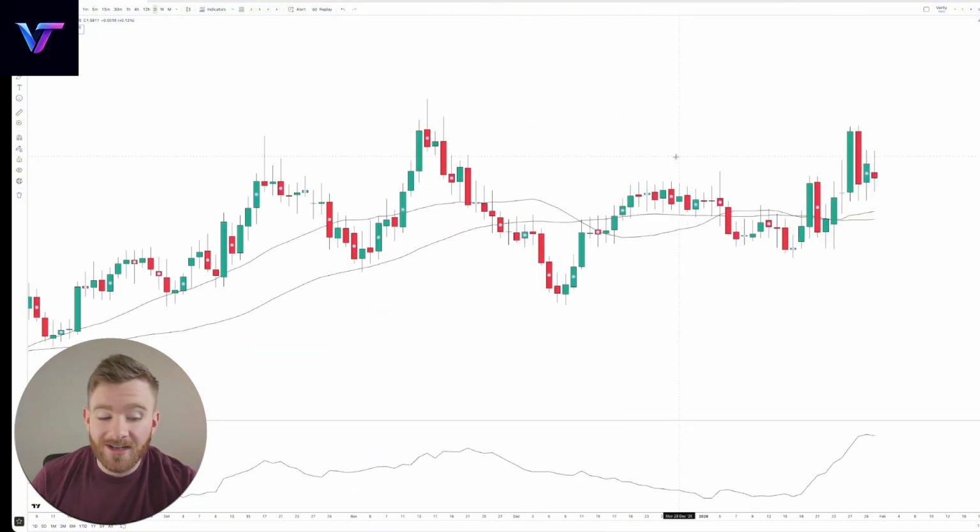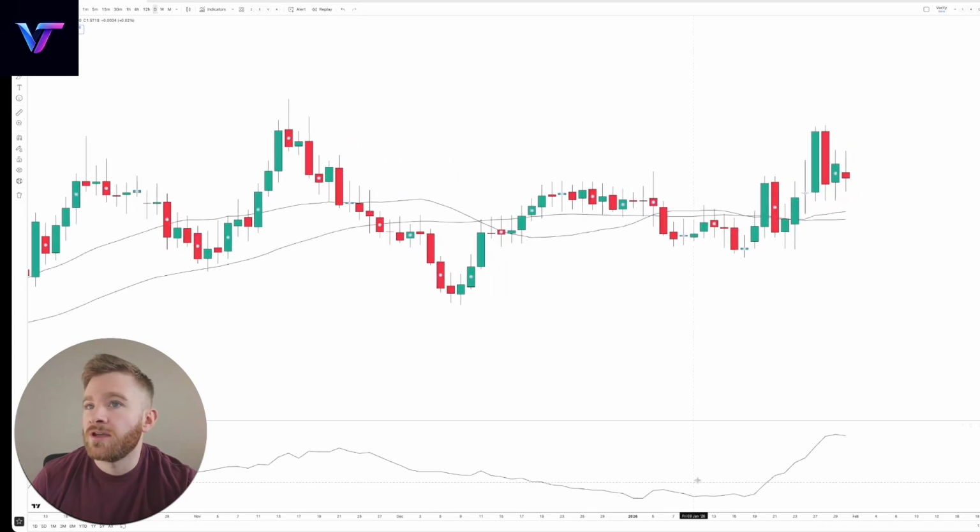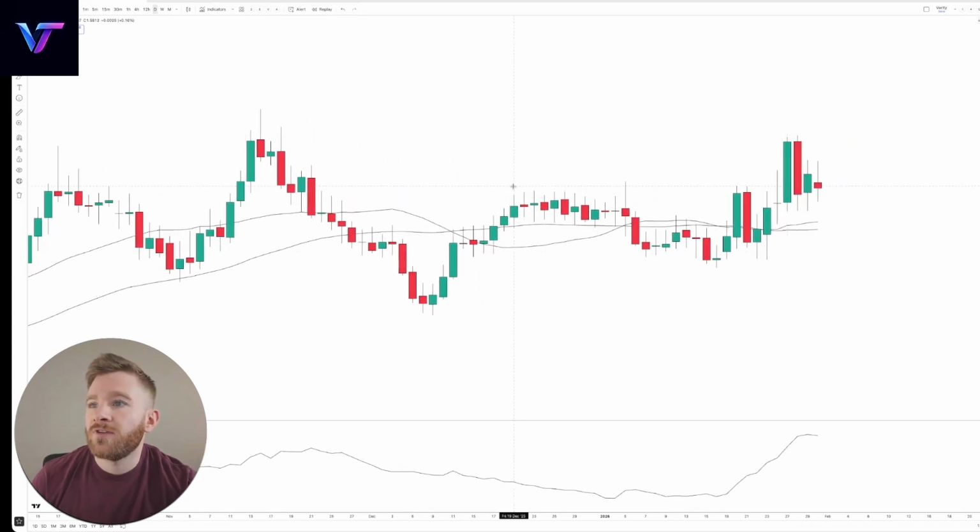So there is also talks about intervention in the Swiss franc, and we will see what the next monetary statement is from the Swiss franc, because I know that there's going to be talks about this. So the Swiss franc, I would probably be avoiding it this week.